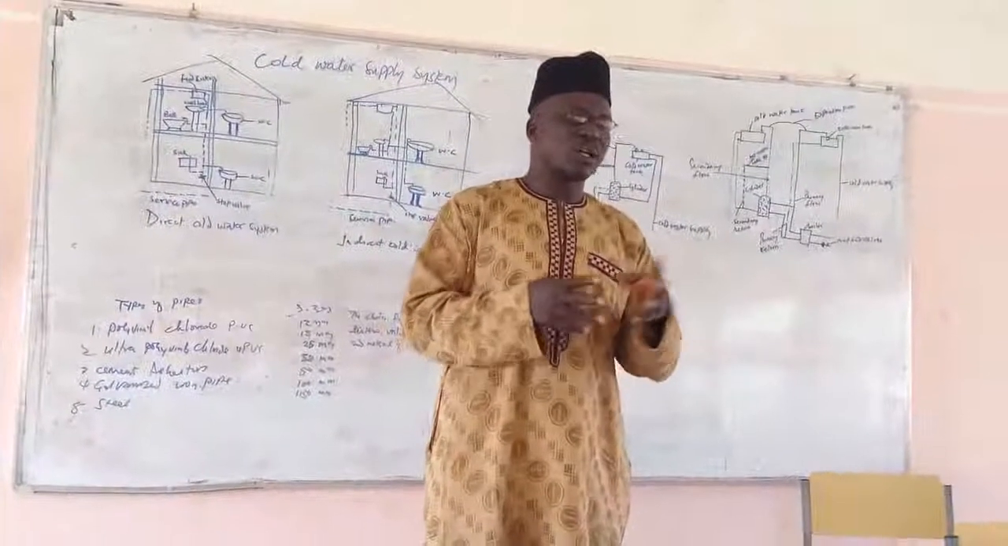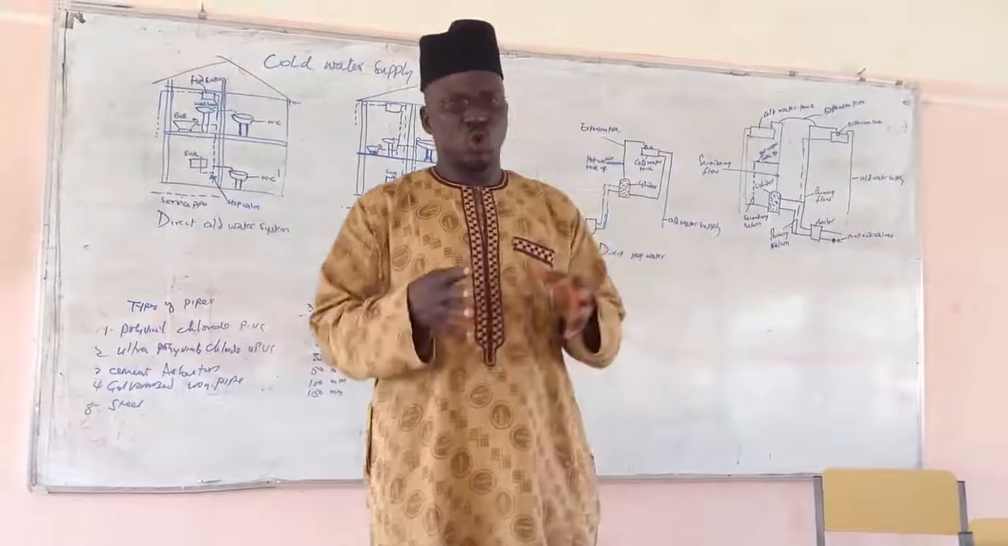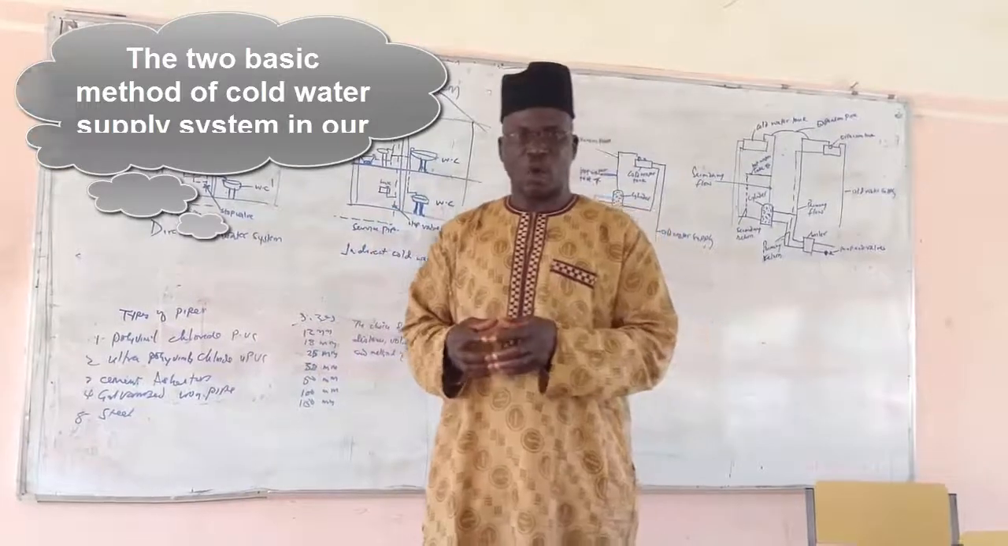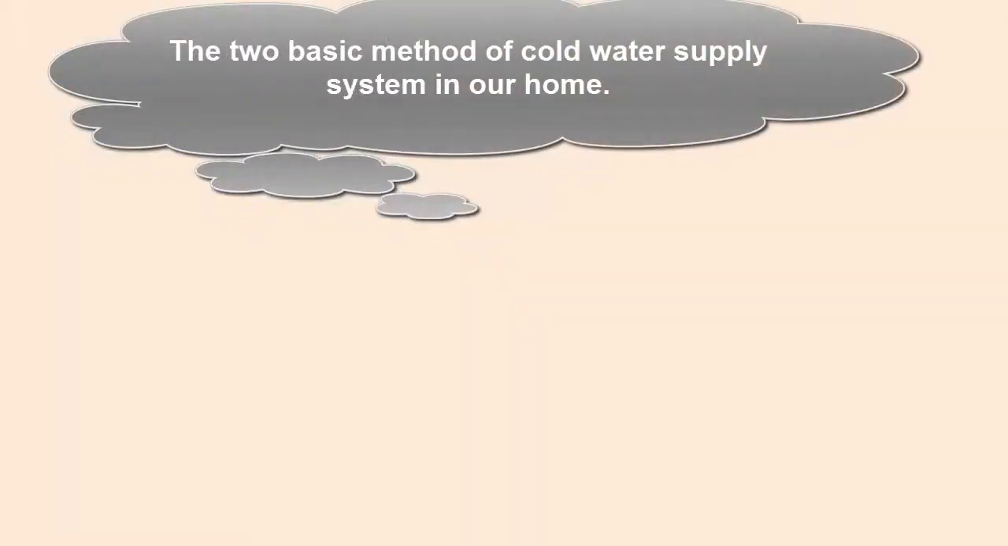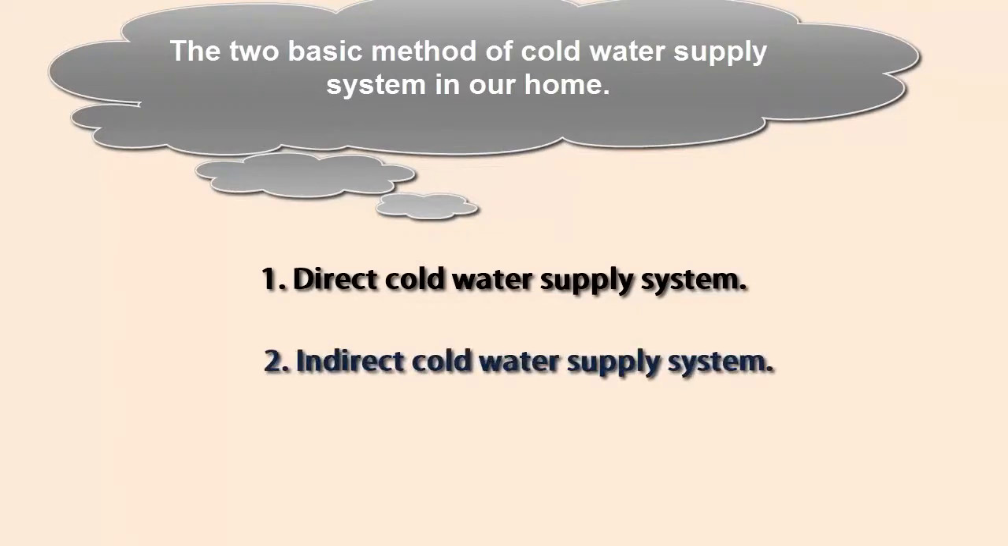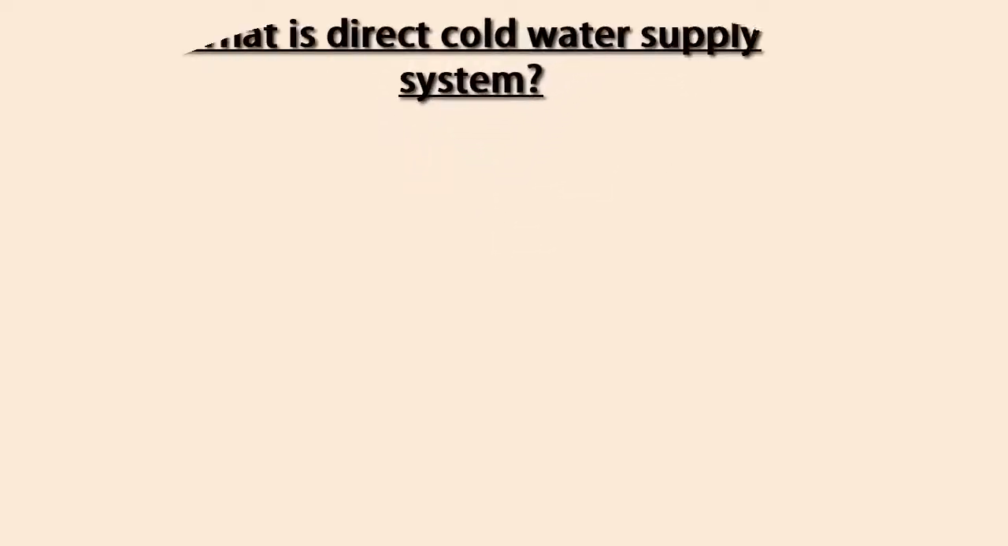Now, we shall look at the two basic methods of cold water supply system in our home. One, we have the direct water supply system. Two, we have the indirect water supply system. We shall now discuss what is the direct cold water supply system.